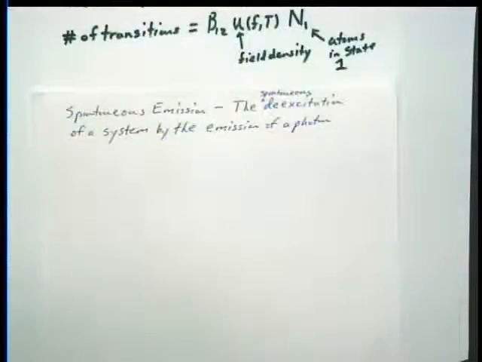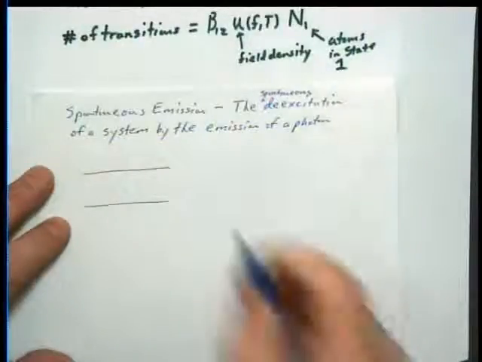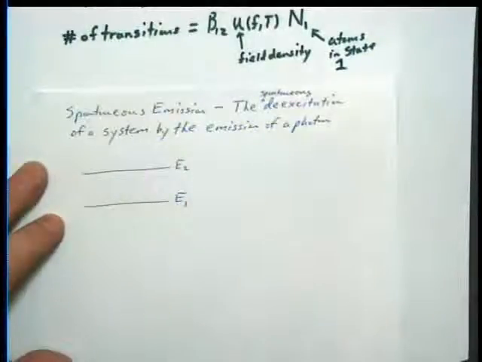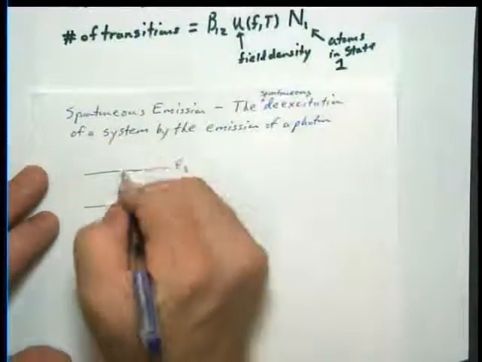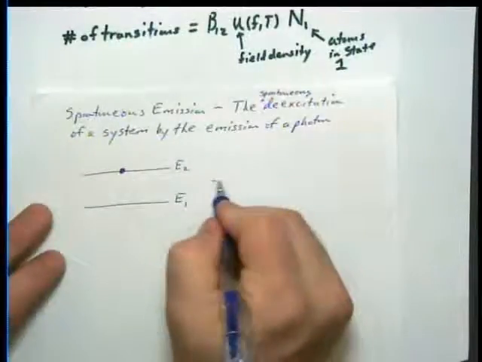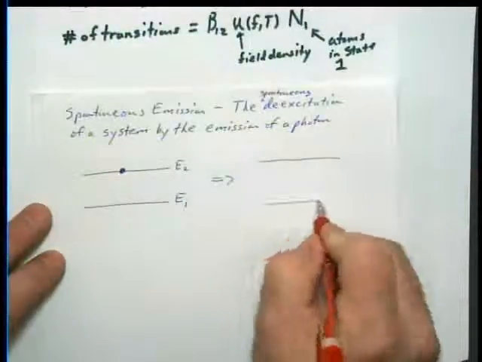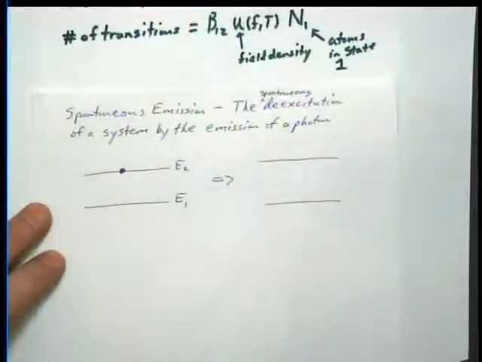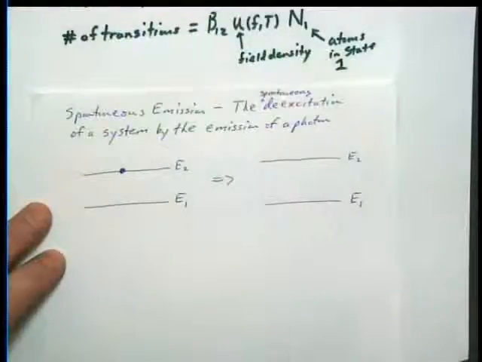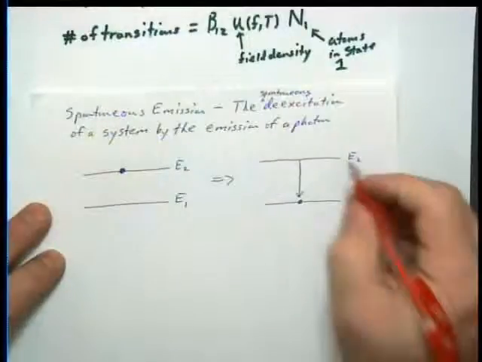So this occurs when you have the following. You have two states again. But this time the electron is sitting up here. And then a little while later, he says, I'm not in the lowest energy state, and I want to be in the lowest energy state. So he goes down to here, and he emits a photon.